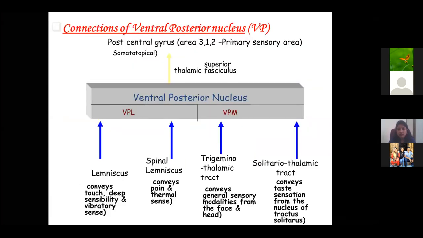Then the connections of the ventral posterior nucleus, that is, I told you it will be the sensory input to area 3, 1, 2 of the sensory cortex. Again, whatever lemniscus we studied in the pons and medulla, that is the medial lemniscus, spinal lemniscus, trigeminothalamic tract, all these convey to the ventro-posterior medial and ventro-posterior lateral nucleus of the thalamus.